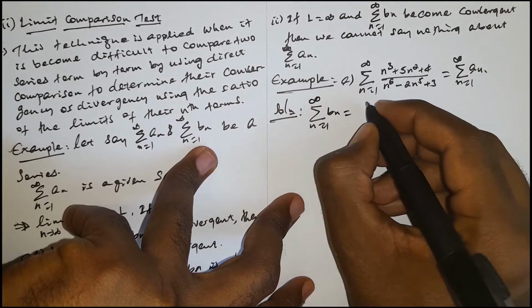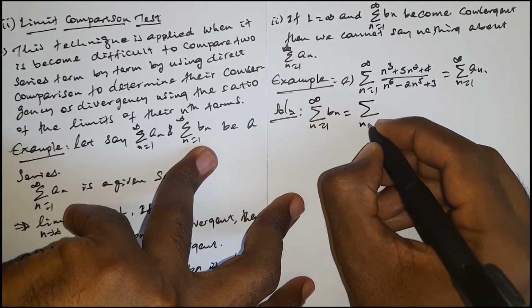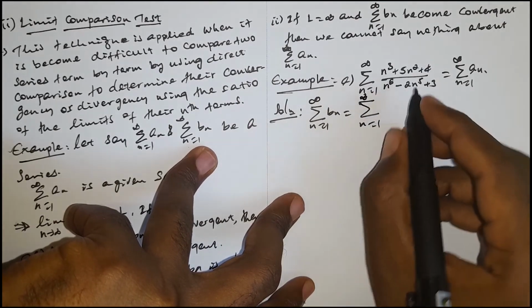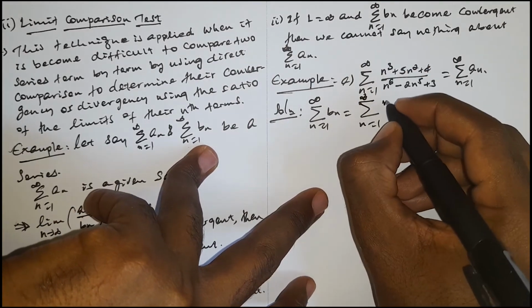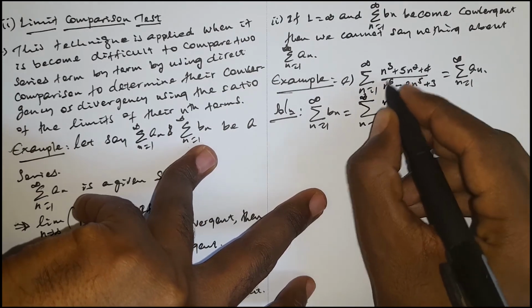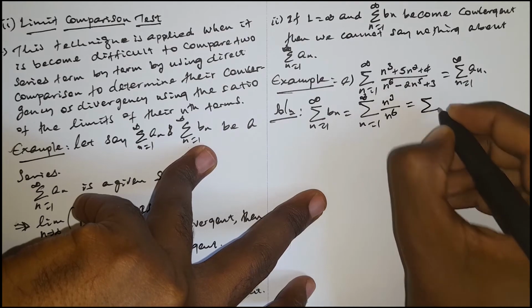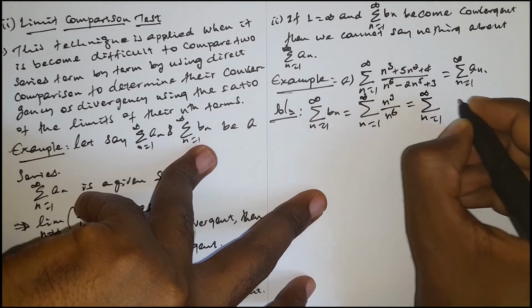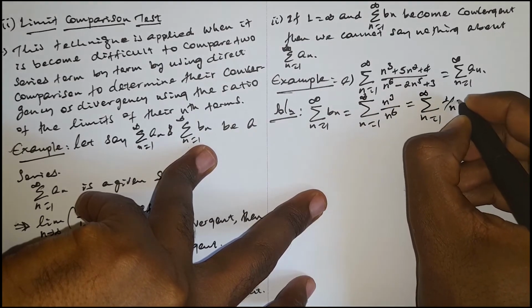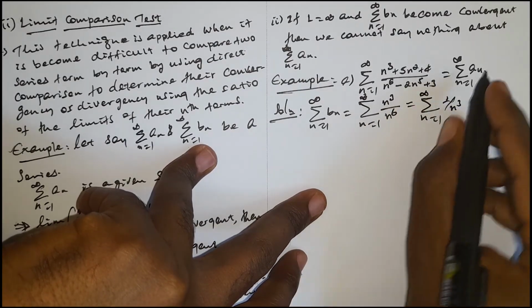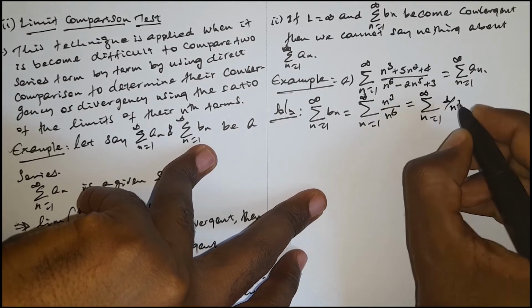BN is equal to the summation as n runs from 1 to infinity of the dominant term n cubed over the dominant term n to the power of 6. This equals 1 over n cubed.